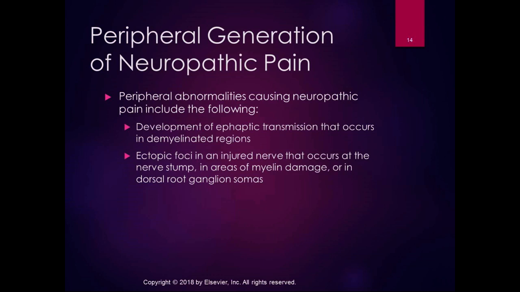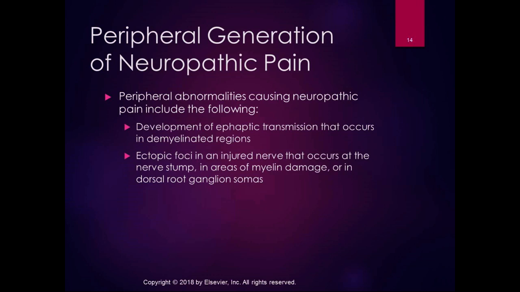So peripheral abnormalities causing neuropathic pain include development of ephaptic transmission that occurs in demyelinated regions. So you've got the damaged peripheral nerve, an example being nerve compression in carpal tunnel syndrome, median nerve compression. You get demyelination from that compression, and so then you're getting basically that electrical short. The nerve's not firing right, and it causes that neuropathic pain.